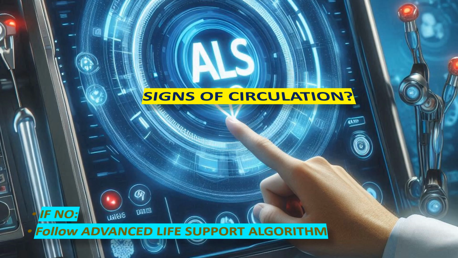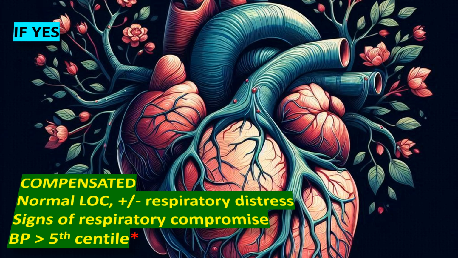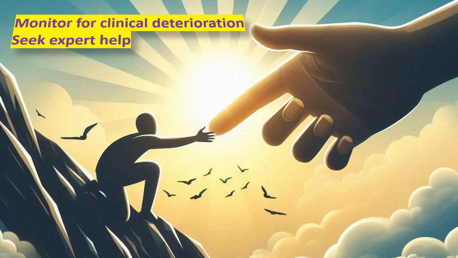Are there any signs of circulation? If no, follow the advanced life support algorithm. If yes, is it compensated? For compensated, you will have normal level of consciousness, plus or minus respiratory distress, signs of respiratory compromise, and the blood pressure will be more than the 5th centile. Monitor for clinical deterioration and ensure that you seek expert help promptly.